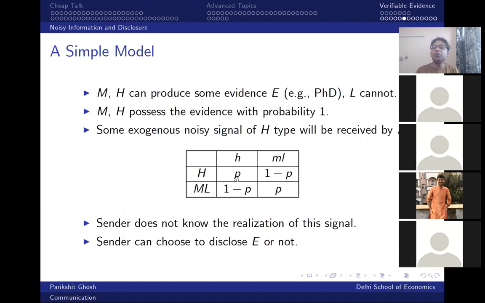So if p were 1, then this signal would be perfect, not noisy, and it would separate the high type from the rest. The degree, or this piece of evidence E, separates the low type from the rest perfectly. This other signal, which is exogenous, separates the high type from the rest, but not perfectly, with noise.